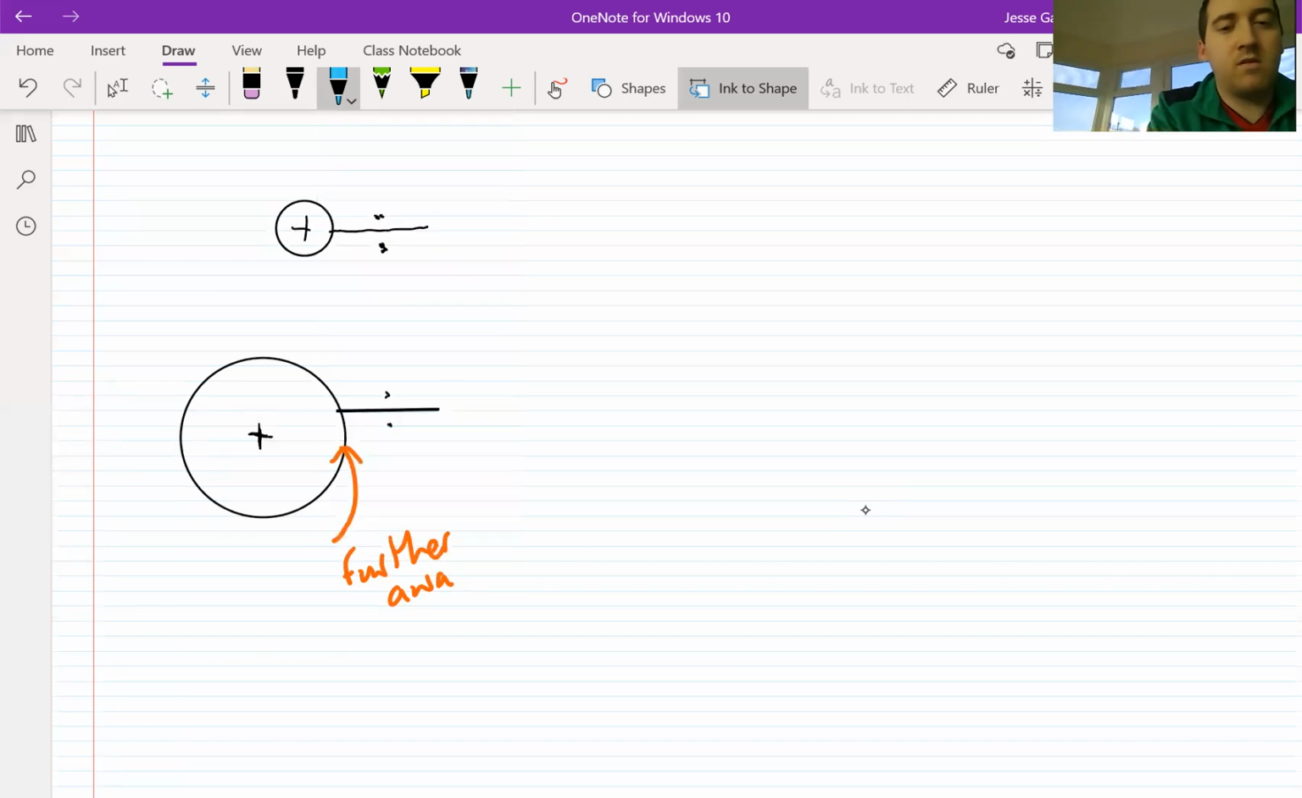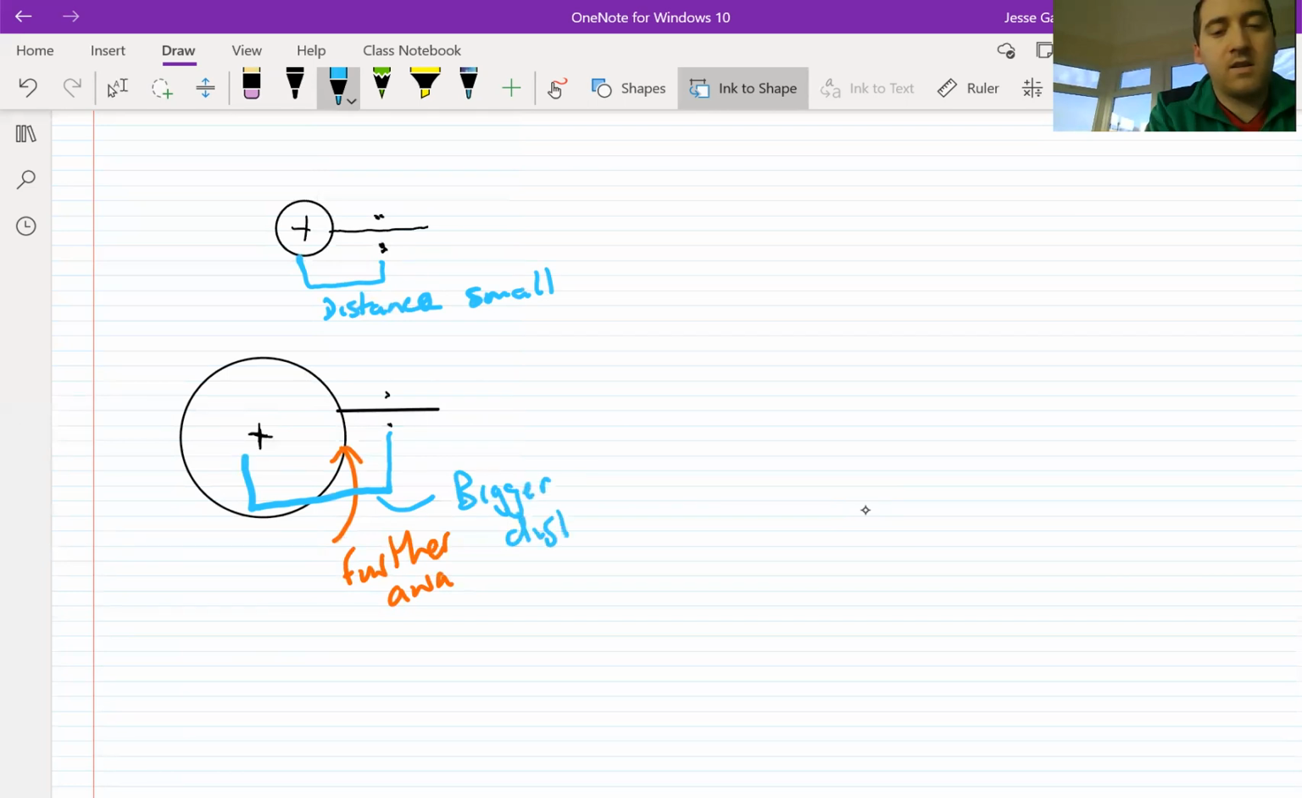So I'm going to show it using a completely different arrow than I have so far. I'm going to use a blue arrow. So here, the distance here is small. The distance here from the electrons to the nucleus is bigger. It's a bigger distance. That makes it harder for the nucleus here in the second one to attract the electrons because the positive charge is further away from these negatively charged electrons. So we call this the atomic radius.